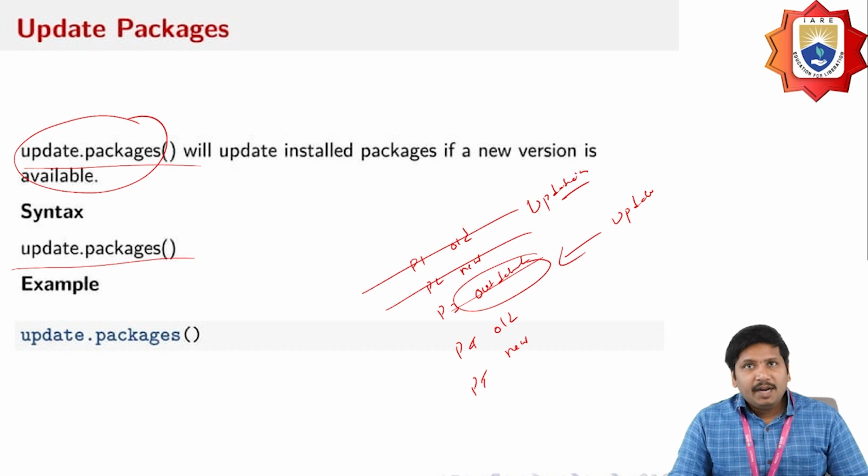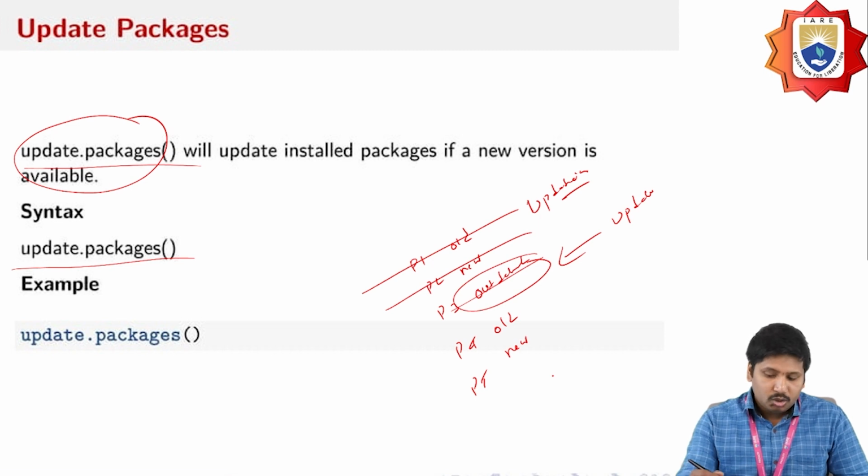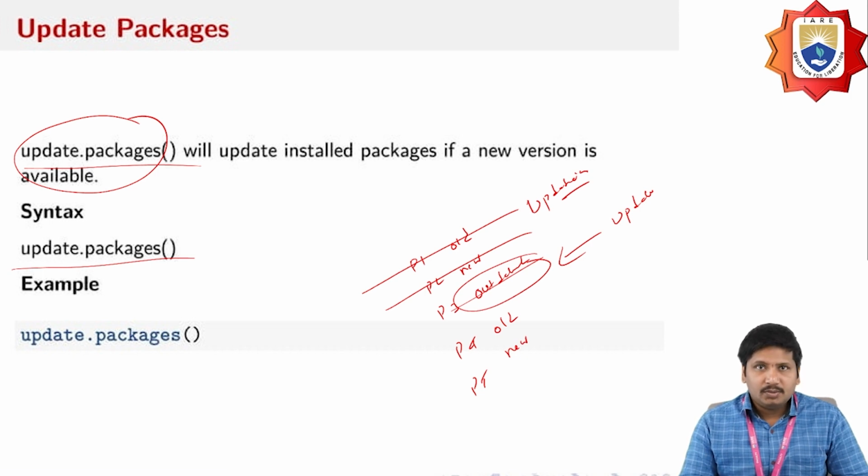And next one is update packages. Update packages means that we already have some packages in our system, out of 6,000. Some of these packages may be outdated, some may be new, some may be old. So there may be a chance to update the old packages, or I can update the outdated packages as well. So how can I do that? For that I have to make use of update.packages.